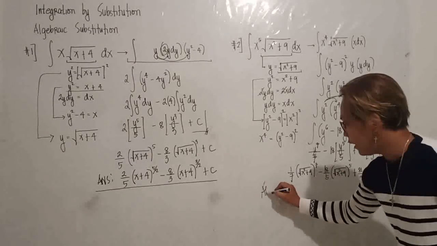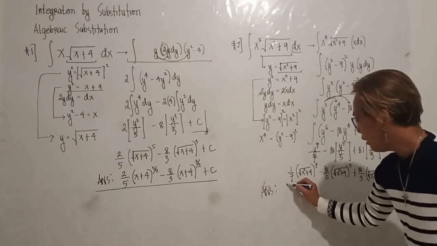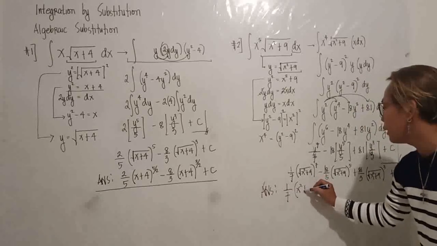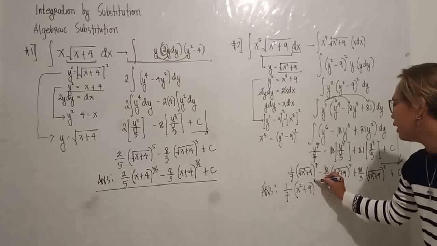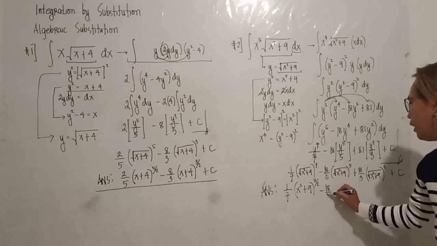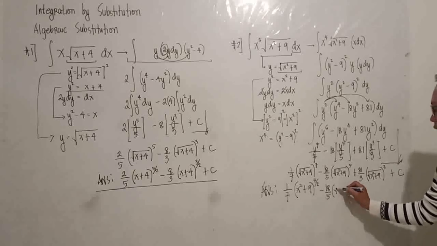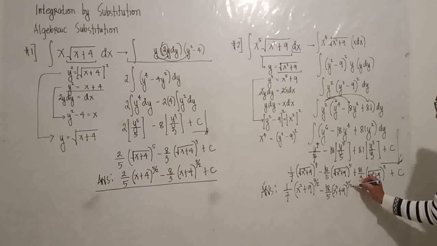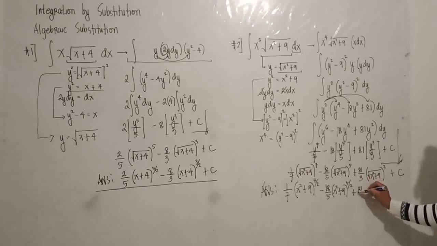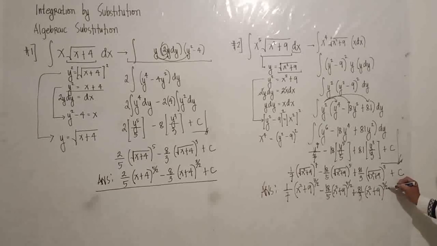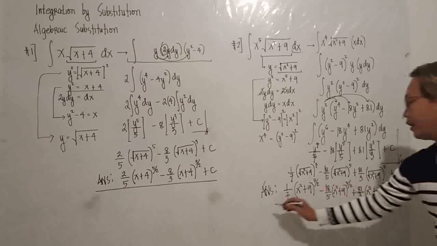Now for the final answer, you will now have 1 over 7, then x squared plus 9 raised to 7 over 2 minus 18 over 5, then x squared plus 9 raised to 5 over 2 plus 81 over 3, then x squared plus 9 raised to 3 over 2 plus c.